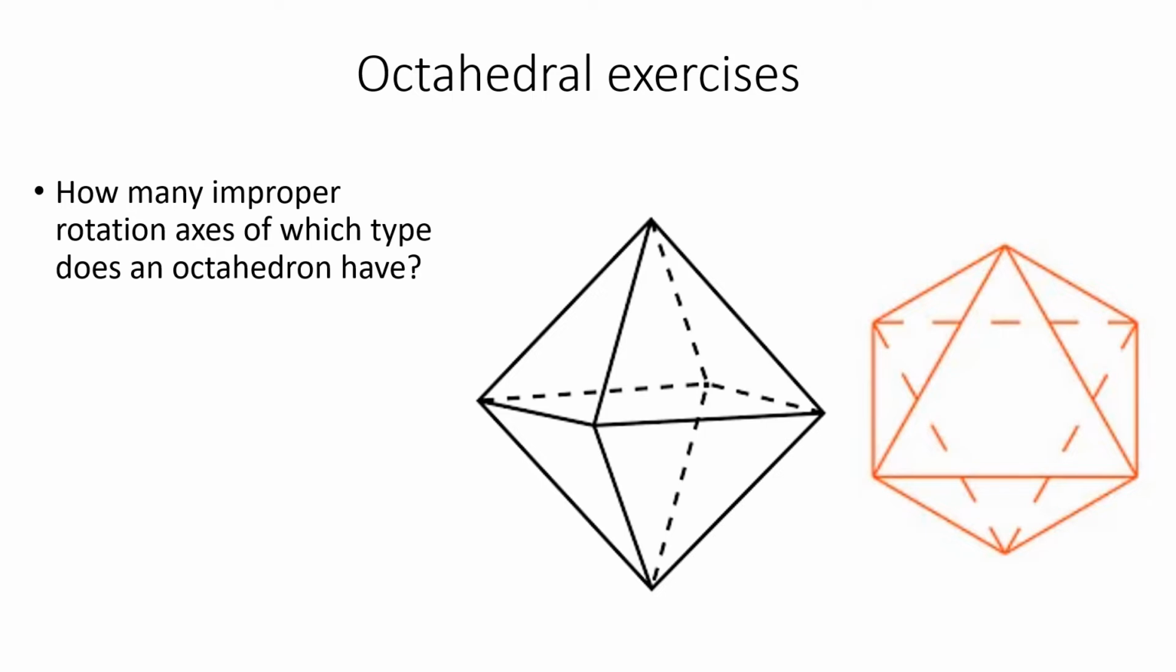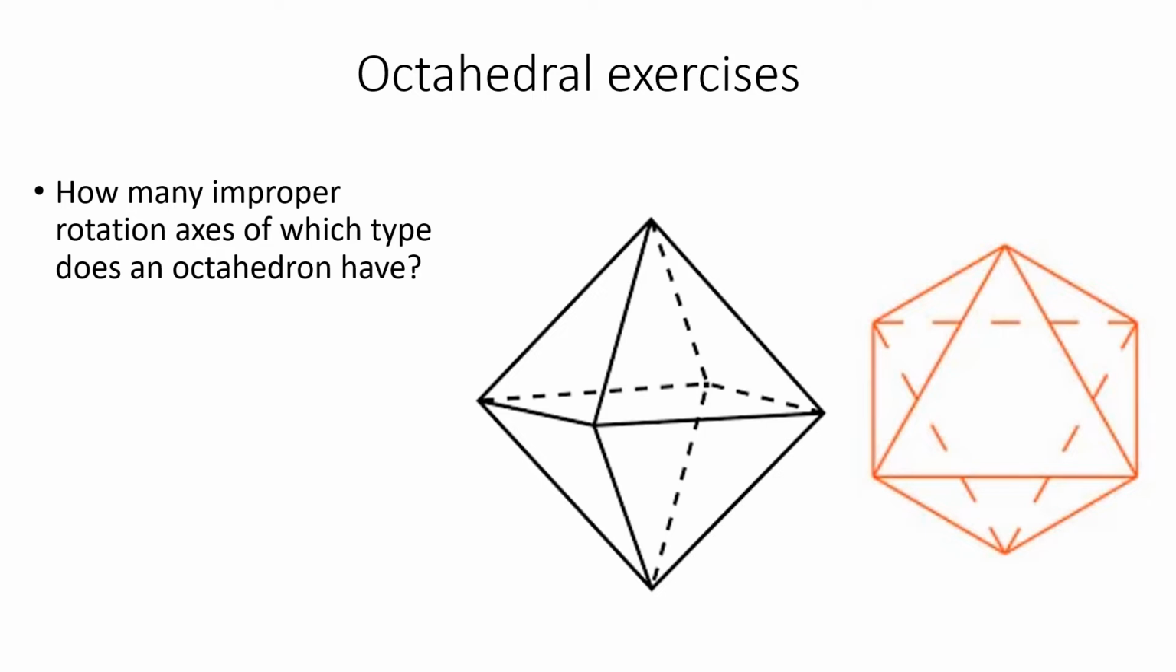So now, some exercises looking at the octahedron. Starting off with how many improper rotation axes are there of each type on an octahedron. And of course, unlike the previous examples, we've got a platonic shape now. So actually, the octahedron is more symmetrical than it perhaps appears at first glance. These platonic shapes are all very, very symmetrical indeed.